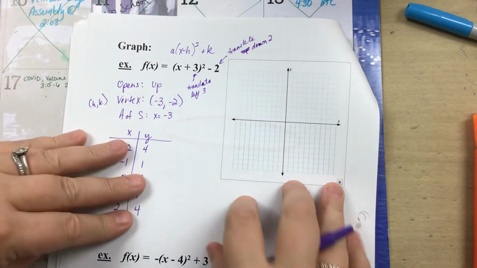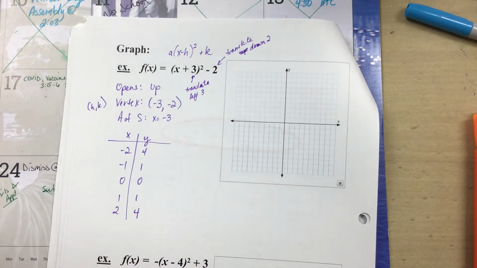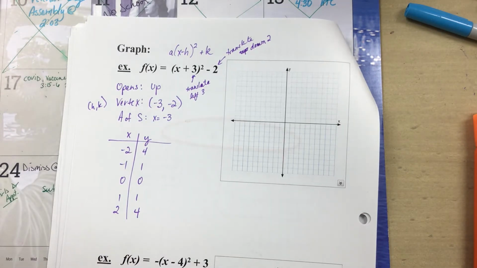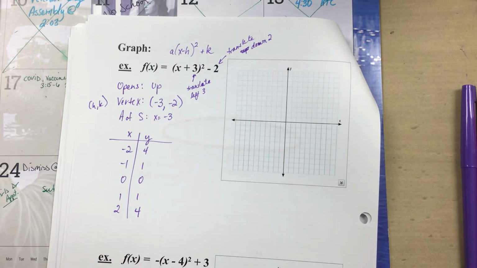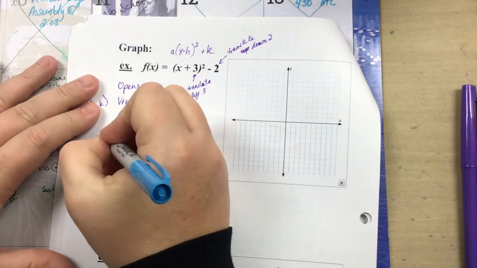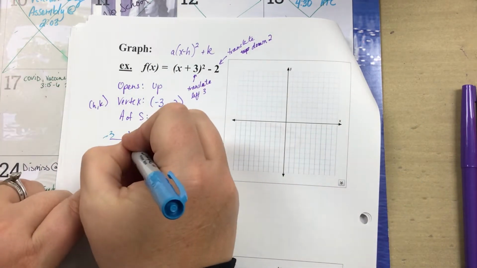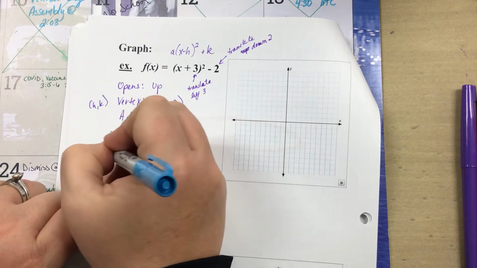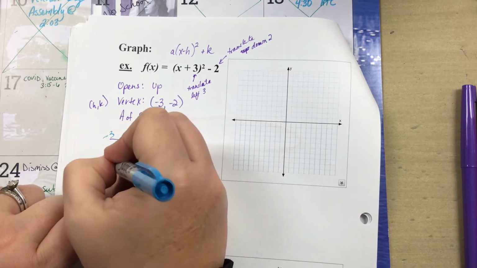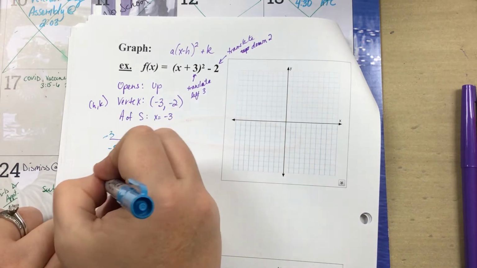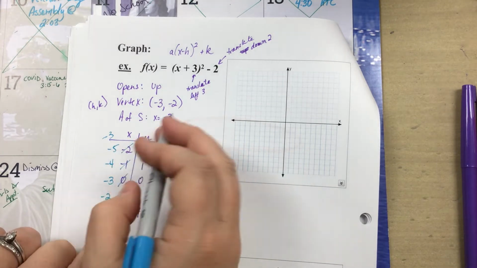If we're going to translate left 3, which variable am I affecting? Hopefully you're going to say the x variable. That means for every x value, since I'm going left 3, I'm going to subtract 3 from every x. If I was at -2, moving it left 3, it's going to occur at -5. If it was at -1, it's now going to be at -4. 0 is going to move to -3, 1 is going to move to -2, and 2 is going to move to -1.